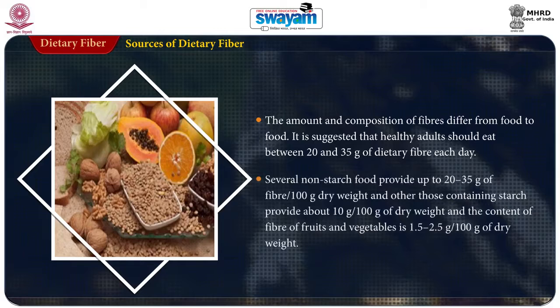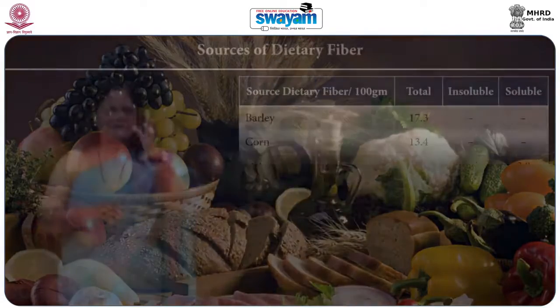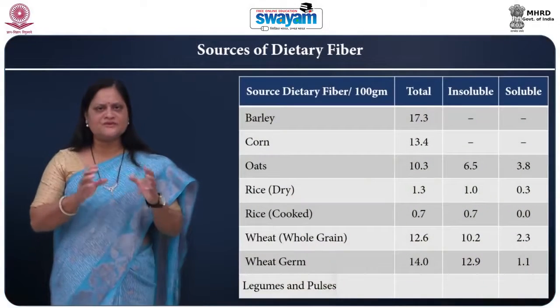Different non-starchy foods provide up to 20 to 35 grams of fiber per 100 grams dry weight, and others containing starch provide approximately 10 grams per 100 grams of dry weight, and the fiber content of fruits and vegetables differs from 1.5 to 2.5 grams per 100 grams of dry weight. The fiber content of commonly found Indian foods is presented in the table.